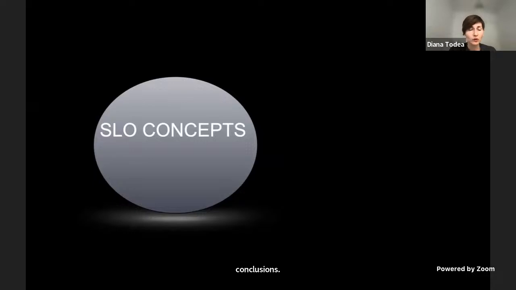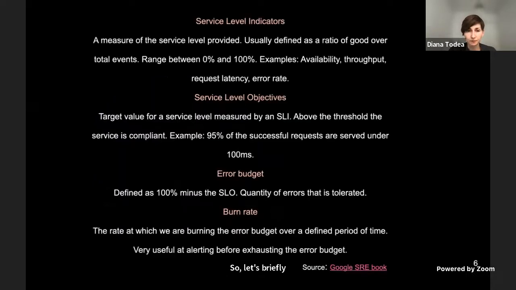Let's briefly talk about or revisit some of the SLO concepts. If you are in DevOps or SRE world or platform engineering, I'm pretty sure that you're very familiar with most of these concepts. But just in case, for the sake of this talk, let's revisit some of them. So the service level indicators are a measure of the service level provided. Usually it is defined as a ratio of good over total events. This can range from 0 to 100. For example, you have availability, throughput, request latency, error rate.